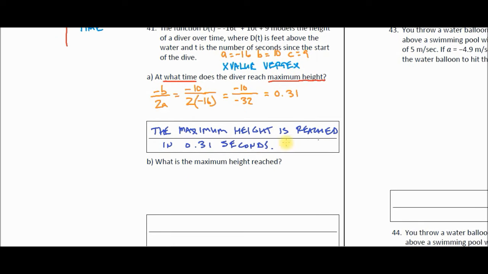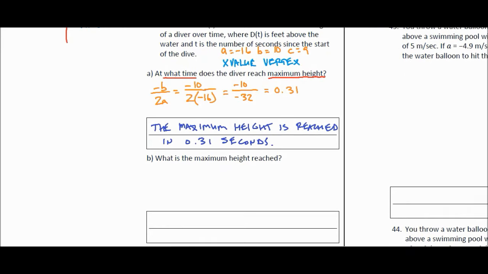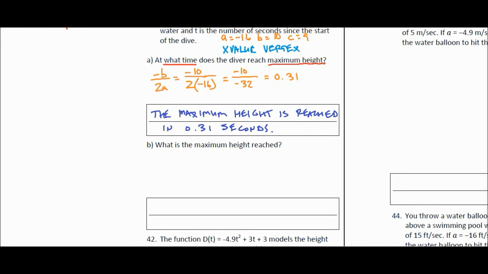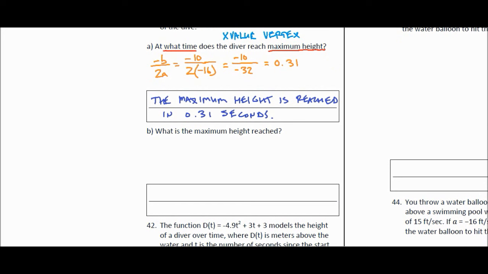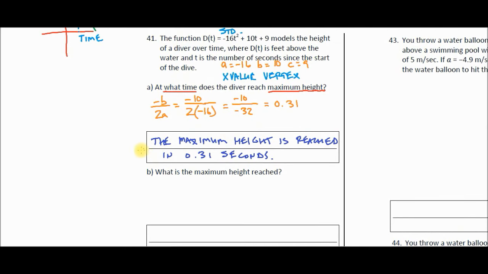Now let's go ahead and answer the next question, which is, well, what is the maximum height reached? And look at our diagram again. Our maximum height is reached at the y value of the vertex. If you look at your flip book or any of the work you've done in class, you will see the maximum height can be found by plugging in the x value of the vertex and solving it to find the y value. All we got to do is write the equation.